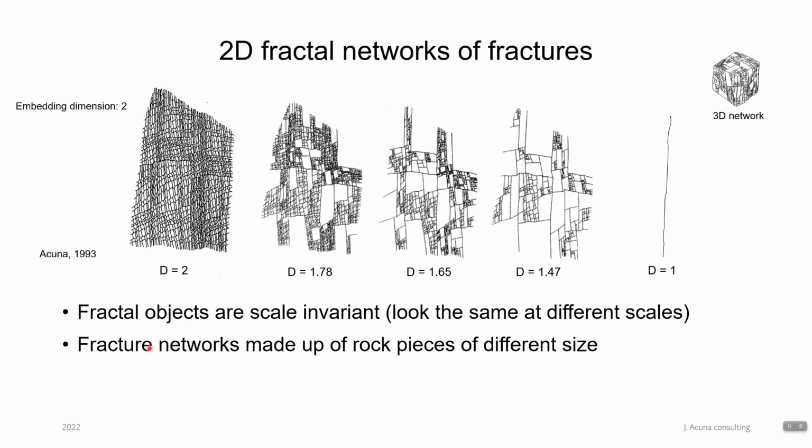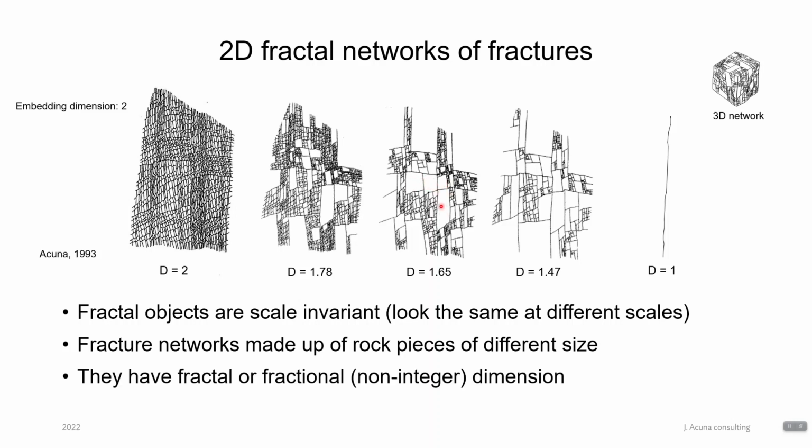Now, in simpler words, fracture networks are made up of rock pieces of different size. So, you have many more fragments of a smaller size than larger sizes. But in general, what you see is that the pieces have different size. And they have fractal or fractional, that means non-integer, dimension. For example, here, these are the two extreme cases. This one has a dimension of 2. What that means is that they fill the embedding dimension.